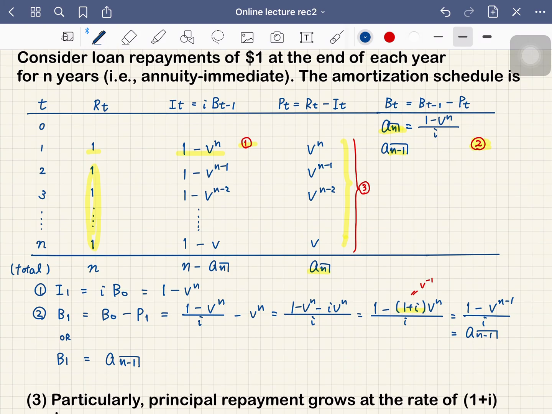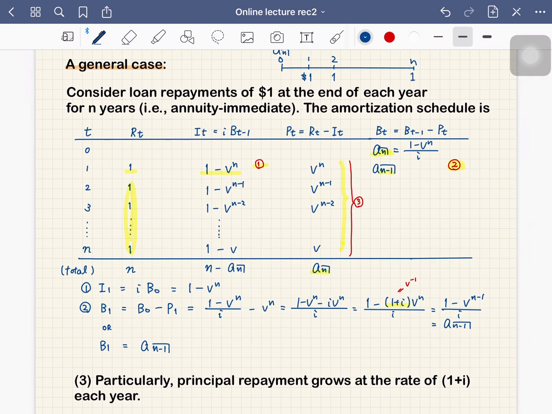One important feature of this table is that the principal repaid actually grows at the rate of 1 plus i. So 1 plus i is actually v inverse. So you can see that this grows at a rate of v inverse, or 1 plus i. This fact simplifies many questions.